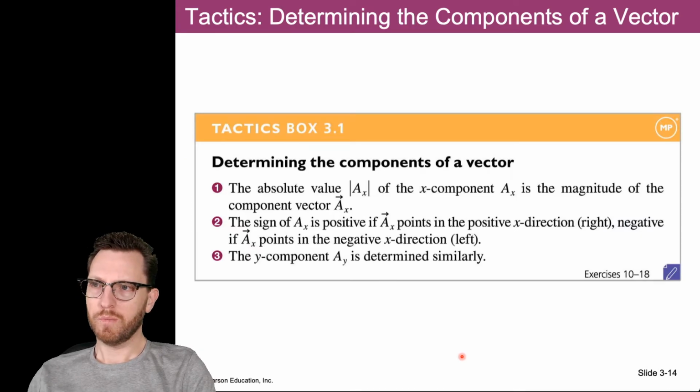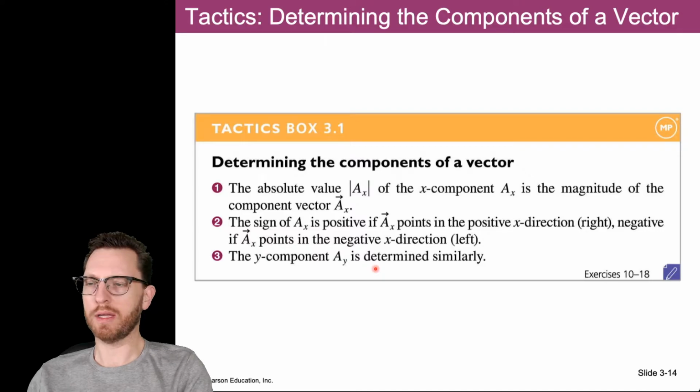Okay. So how do we determine components of a vector? The absolute value of some vector component, say AX, is the magnitude of that component vector. The sign of that AX, of that vector component, is positive if A points in the positive x direction, and negative if it points in the negative direction. A similar trend holds in the y direction.